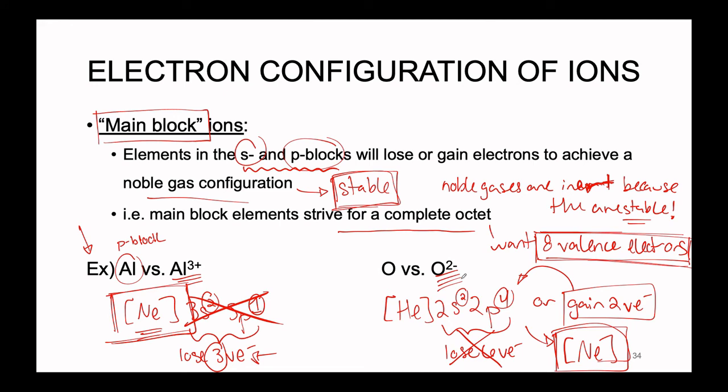So this is how we can explain for the main block elements what the expected ionic charges are going to be. Are we more than likely going to lose electrons like we saw in aluminum? Or are we more than likely going to gain electrons like how we saw with oxygen? All right, so this was the first set of rules, those that pertain to elements in the S and P blocks. So what about the elements in the D and the F blocks?